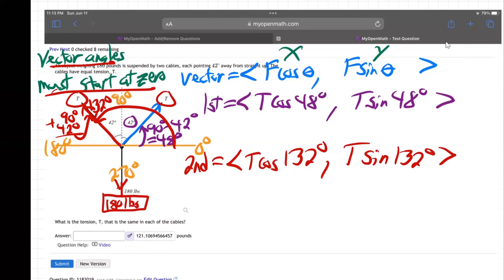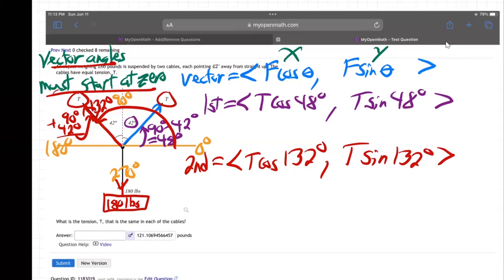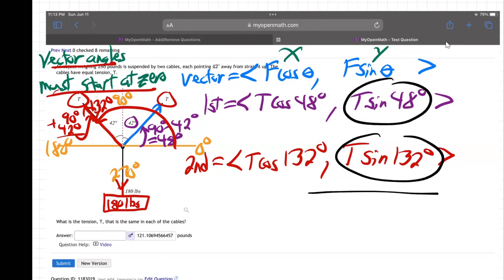What is happening with this? Well, this cable's pulling up to the right, this cable's pulling up to the left, and together they are equaling the downward force of 180 pounds. Now, what affects up and down? The Y component. This Y component plus this Y component must add up to equal 180 pounds.